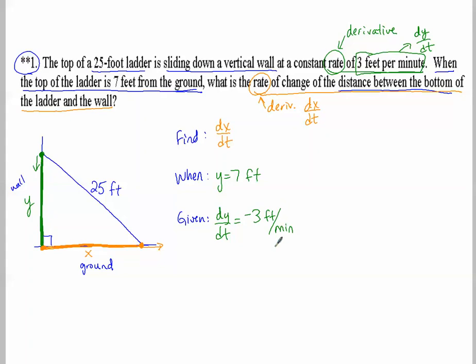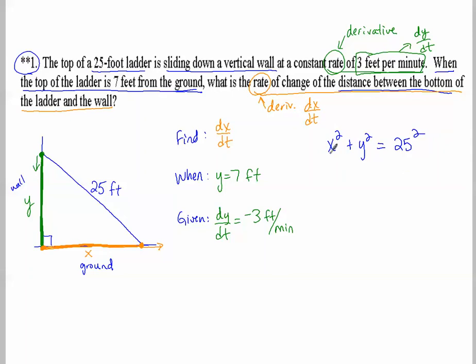So I have my find and given. I've labeled things in my picture. Now I need to make an equation that relates the variables. What kind of scenario is this? Right triangle that has sides labeled. If I have a right triangle and it's all about the sides, that's the Pythagorean theorem. So now I'm going to write x squared plus y squared, writing the Pythagorean theorem with what I've labeled in the picture, x, y, and 25, 25 squared.